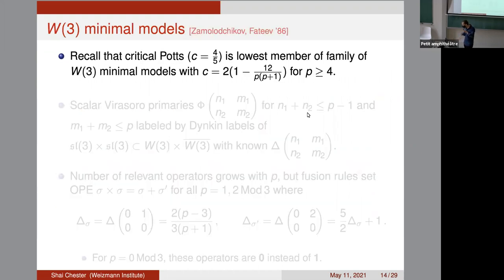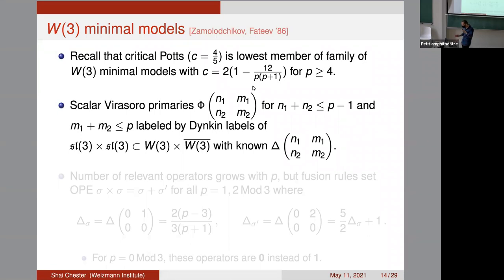Let me just give a few more details about these W3 minimal models, which will be relevant to the bootstrap. This is just following Zamolodchikov's classic paper. Recall I mentioned that the critical Potts with c equals 4/5 is the lowest member of a family of W3 minimal models parameterized by p with the following central charge, where p starts from 4. So when p equals 4, this is the critical Potts. So this is a completely solvable theory.